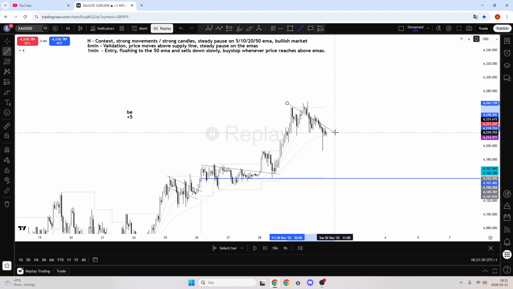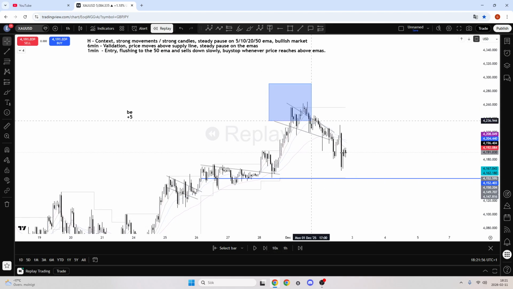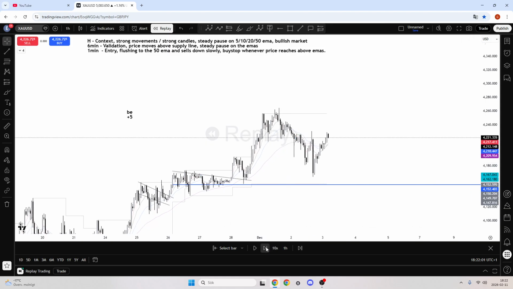Okay, so this can be good. So we see this supply line right there. We're flushing down to the 50 MA. So let's see. Yeah. So now I will just wait for this process to get recreated.